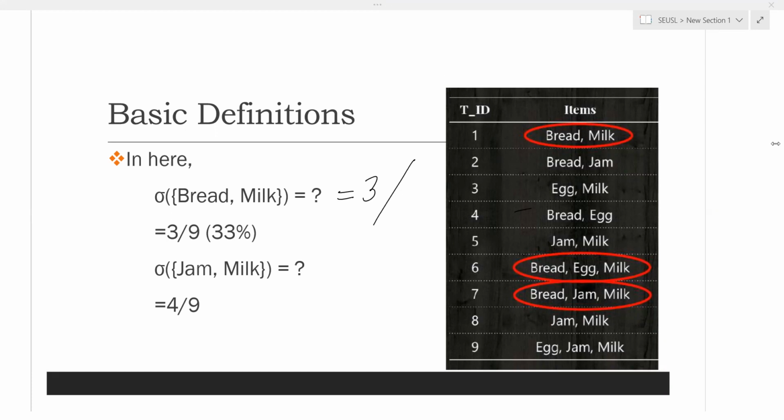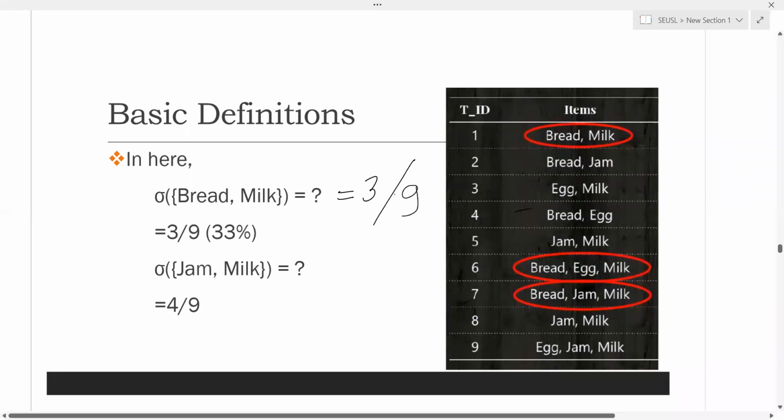Total number of transactions are 9. So this is support. Now you need to multiply by 100. That is called percentage. So the support count is 1/3 multiplied by 100, 33%, approximately 33%.